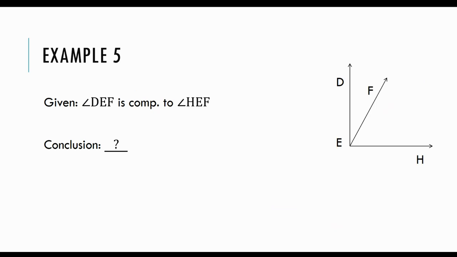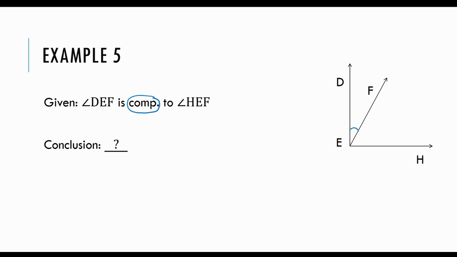All right, here's the next example. We are told that the angle DEF is complementary to the angle HEF. So hopefully we're okay with complementary being that key vocabulary word. And so if we're talking about complementary, well, remember the definition. Complementary means that we have two angles who add up to 90, or who are forming a right angle.